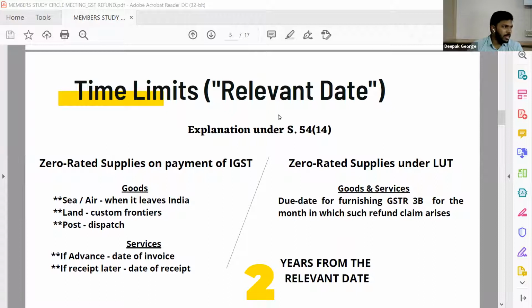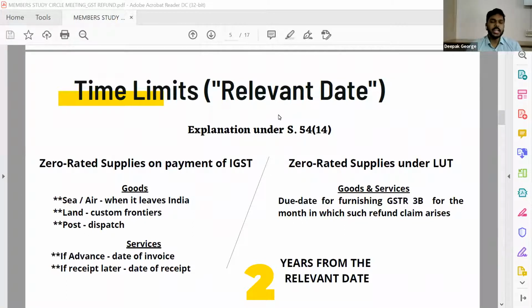But if you're not getting the payment in advance, if you are supplying services, then after 2-3 months, you're getting the payment from outside, then it should be from the day you receive the payment plus 2 years. So you get more time, basically. So this 2 years concept is very important because it is the first criteria or the first point of rejection by the GST officer when you file a GST refund application.